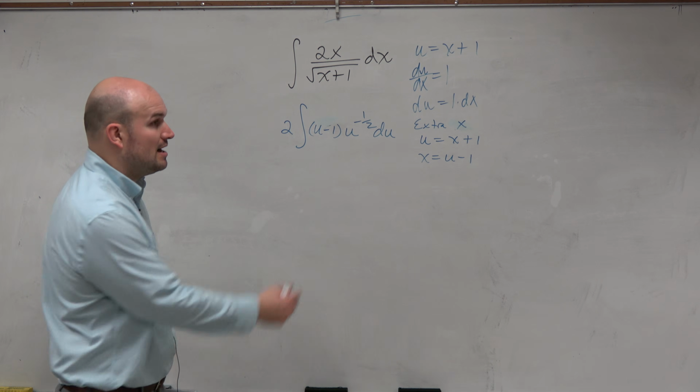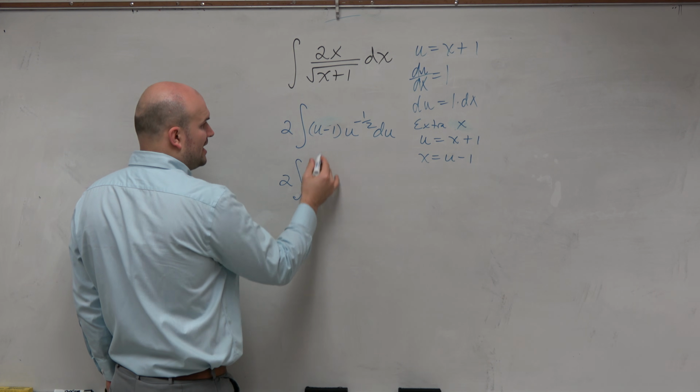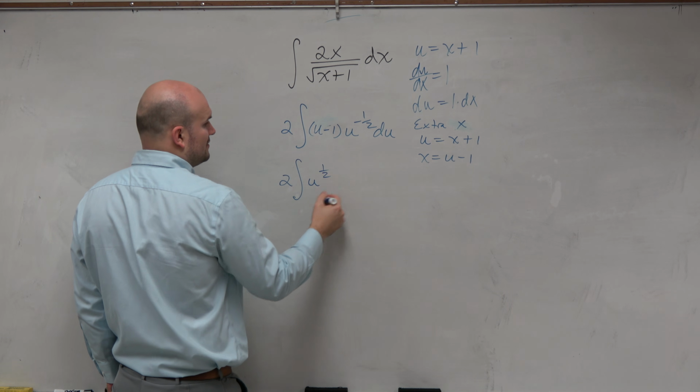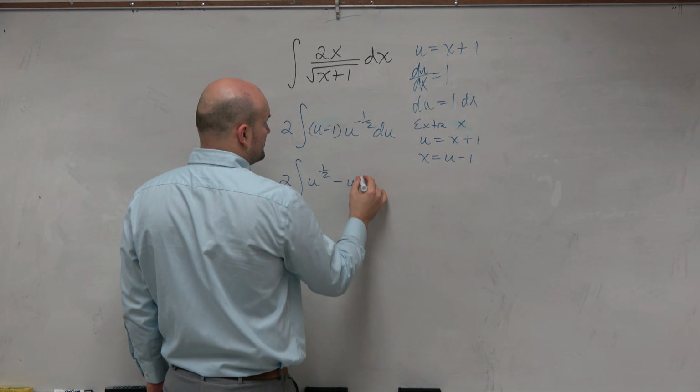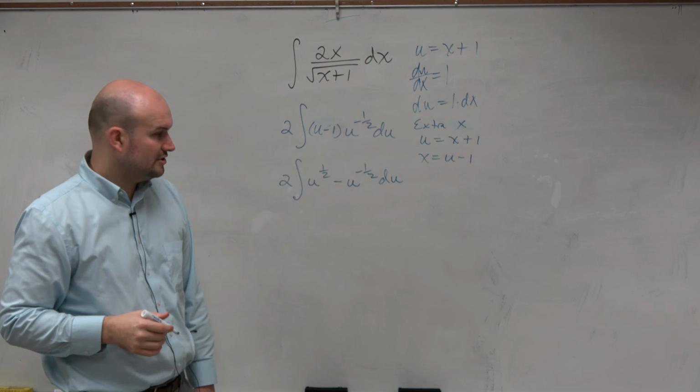All right. So now we can distribute here, just kind of like we did before. So we would have u to the negative 1/2 times u, which would be u to the positive 1/2, and then this would be negative u to the negative 1/2 du. So I just applied the distributive property.